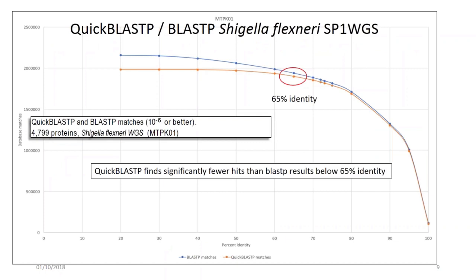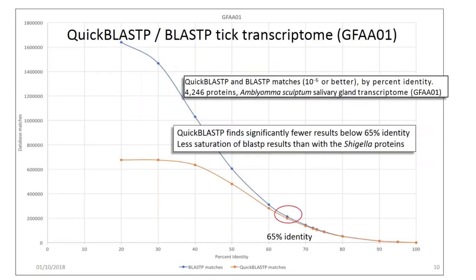Notice that as you go down in percent identity, kblastp or QuickBLASTP does a little bit worse compared to BLASTP. That little circle I have there is the 65% identity point. That's a good point to say that below that percent identity, QuickBLASTP is not as effective. For this particular set of proteins, it's not quite as dramatic as it is for the next set. These are the ones from the tick. So you see that it departs fairly quickly below 65% identity.